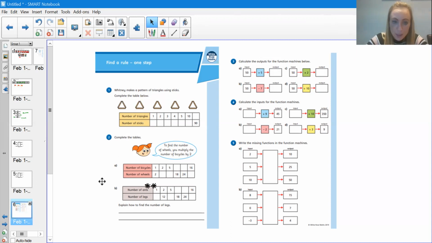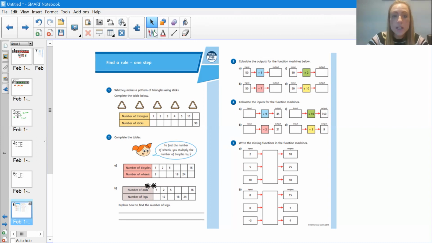Now let's have a look at number 2. To find the number of wheels, you multiply the number of bicycles by 2. We've got number of bikes and number of wheels, and each bike has got 2 wheels. So you're going to have a go at completing this, but this is a bit tricky because here I've been told the number of wheels and I know that the number of wheels is 18. So how many bikes would that be if you've got 18 wheels?